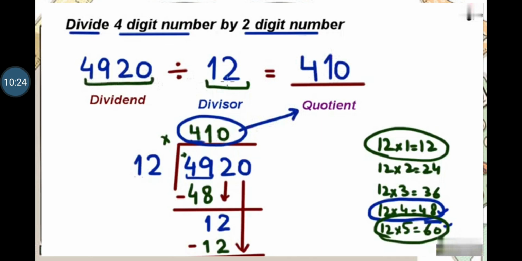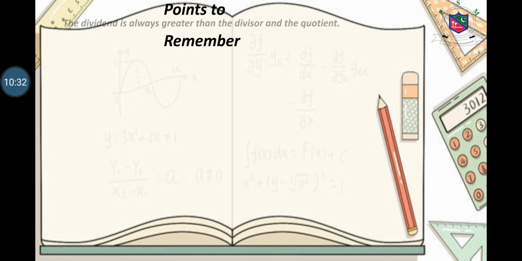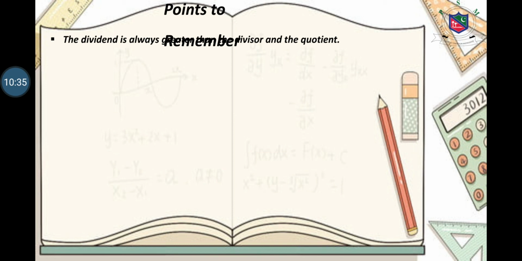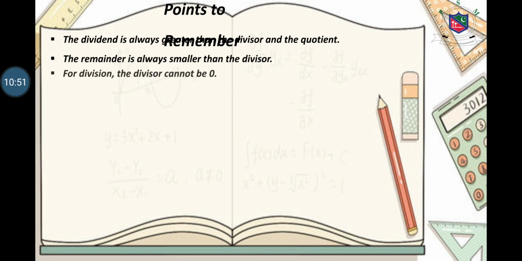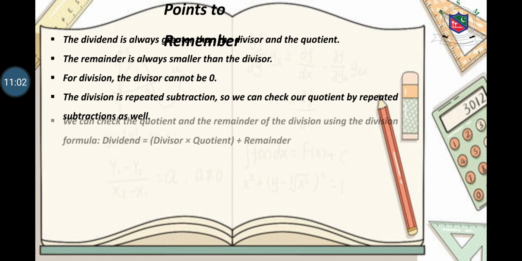I hope, my dear students, you understood all the steps of long division. Now here are some points that we should remember. The dividend is always bigger than the divisor and quotient. The remainder is always smaller than the divisor. For division, the divisor cannot be 0. Division is repeated subtraction, so we can check our quotient by repeated subtraction as well.